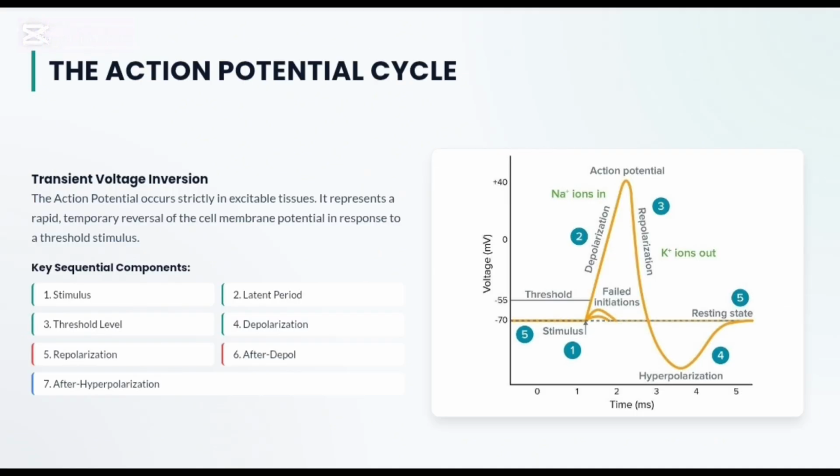Content: transient voltage inversion definition, sequential components of the AP cycle, and a graph showing the phases. Simple explanation. When a cell receives a strong enough stimulus, reaching the threshold level, its electrical charge rapidly and temporarily flips upside down. The slide's graph shows how the signal goes through fixed steps, from the initial trigger to a massive electrical spike and back down to normal.